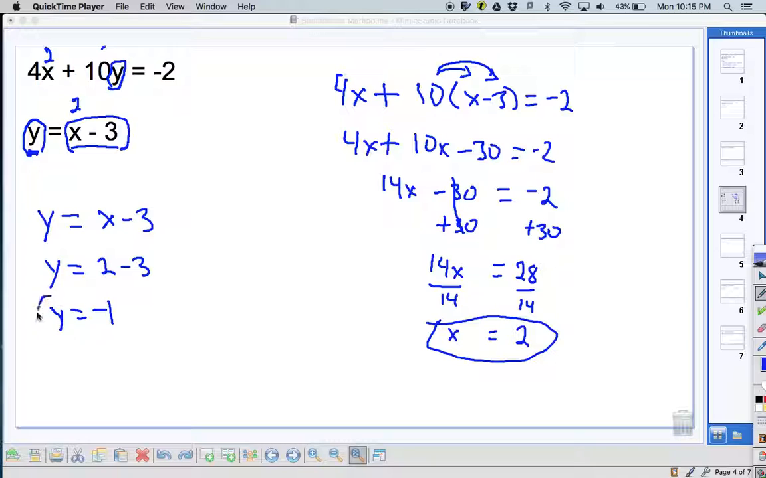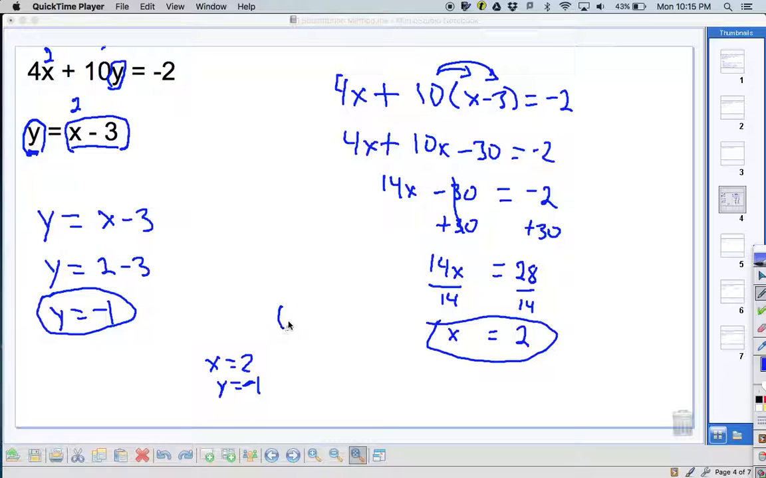So now we know what y is, we know what x is, so we have now solved the system. We have one solution. The solution is x is 2, and y is negative 1. So there's the solution to our system of linear equations.